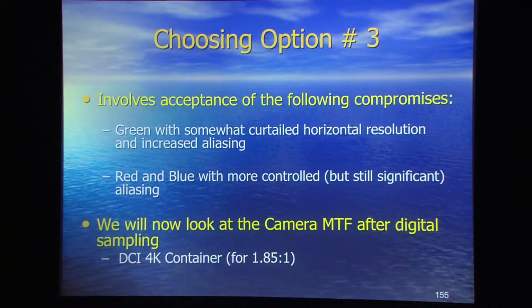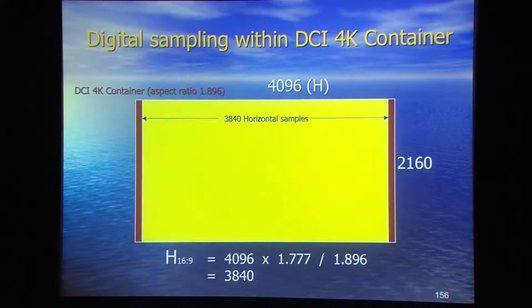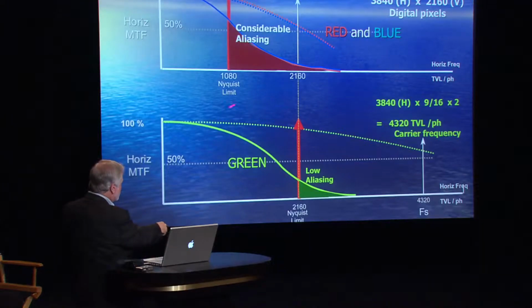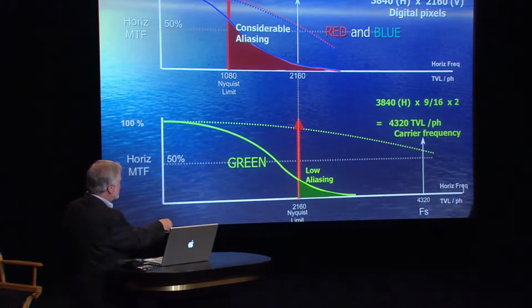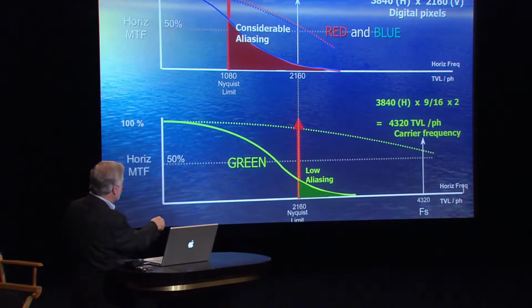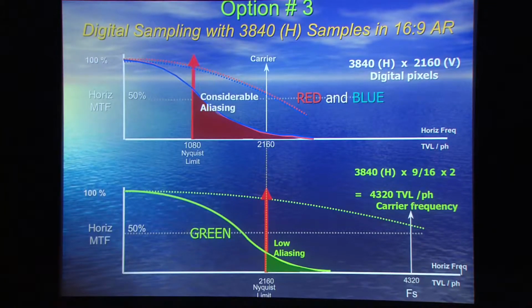So now let's make the conversion to digital. Let's say I take that horizontal, the DCI container. DCI, by the way, their nominal aspect ratio is this peculiar number here. 16 by 9 is 3840. And this is where, if I design that optical filter to be compromised in here, my digital output in TV lines per picture height would be a pretty good green up to 2160 with some aliasing, and a very good red-blue up to 1080 TV lines with a lot of aliasing. And that's really the issue of the single sensor Bayer.